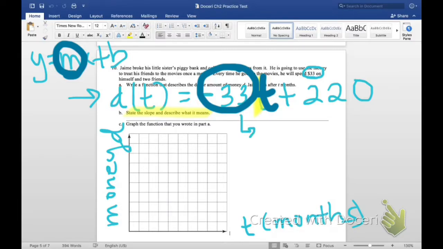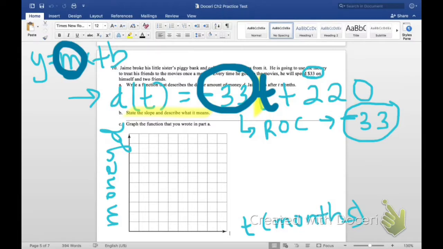So I just explained it. See if here you can write it in your own words. Slope is my constant rate of change. I'm going to put ROC for rate of change. And it means that he's spending $33 every month. So my slope is negative 33. Again, what does it mean? It means that Jaime is spending at a constant rate.